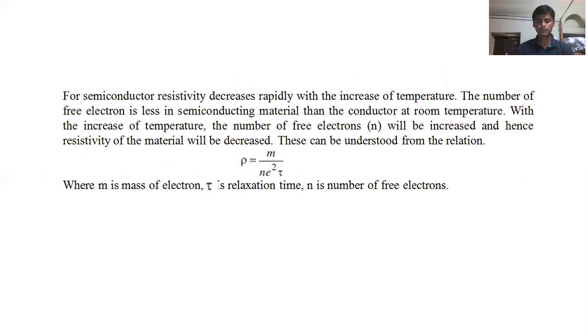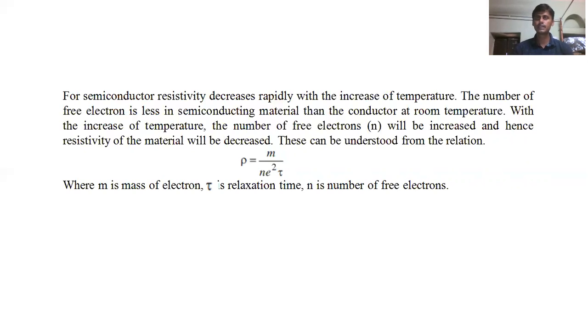Next, for a semiconductor, the resistivity decreases rapidly with rise in temperature. What is the reason? The reason is that for this substance, the value of n, the number of free electrons, is very small compared to the metal. But with rise in temperature, the number of free electrons increases.